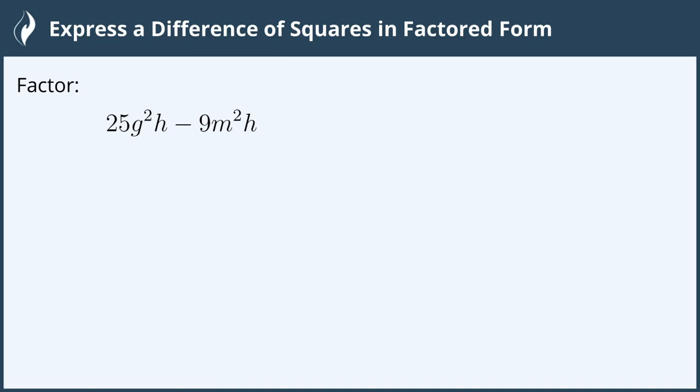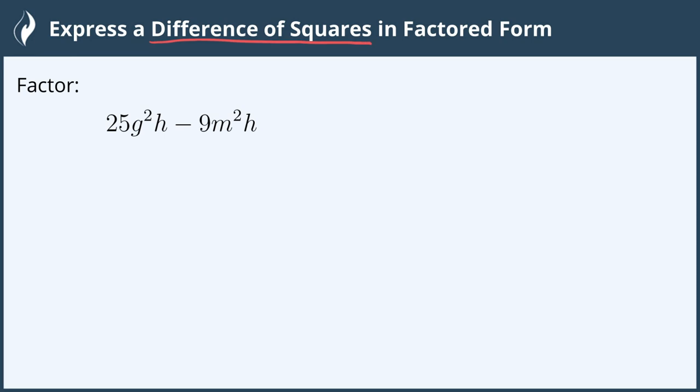Hi everyone! In this video we will express a difference of squares in factored form. Factor 25g squared h minus 9m squared h. Whenever I'm asked to factor and I only have two terms, or a binomial, I'm always going to check to see if it falls within the form of a difference of squares.